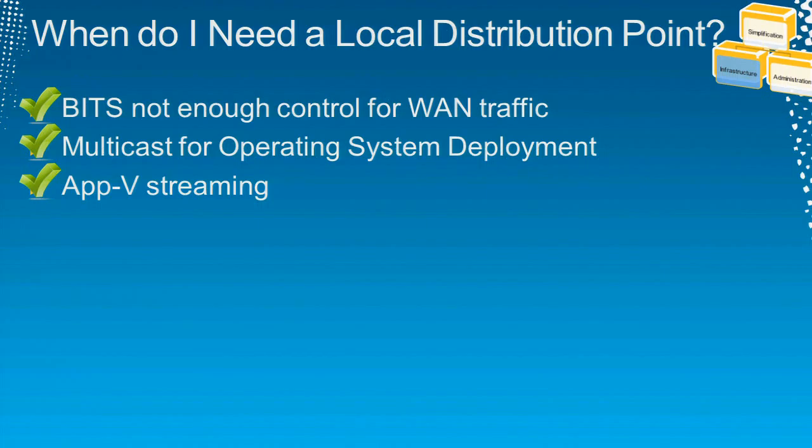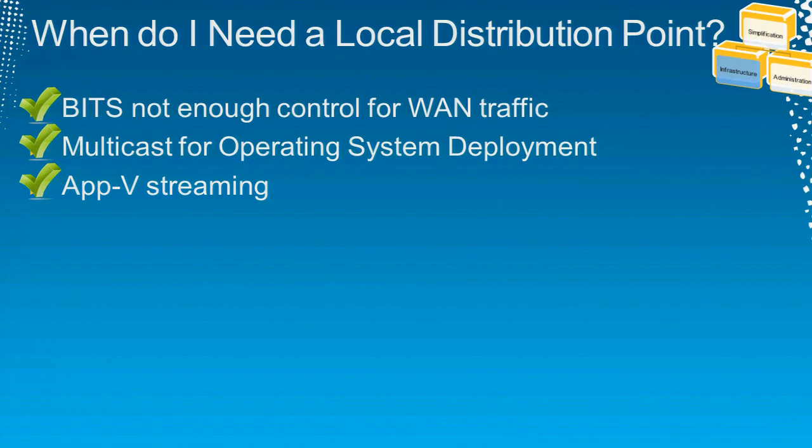Distribution points, obviously you have to have distribution points because that's where clients get content. And in Configuration Manager 2012, we call everything content. Packages, applications, software updates, OS deployment images, all those are considered content. Any files that clients have to get access to we call content. And clients get those from distribution points. So you always need to have a distribution point. But what this slide is trying to get to is when do you need to put a distribution point at the end of a WAN link?